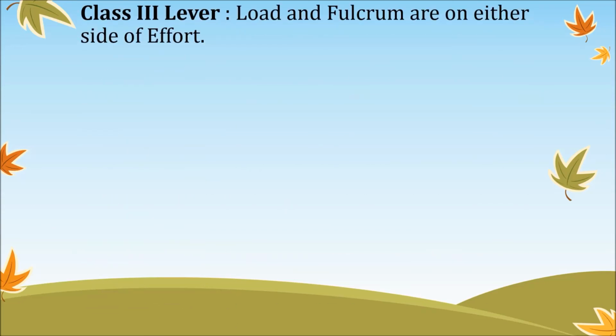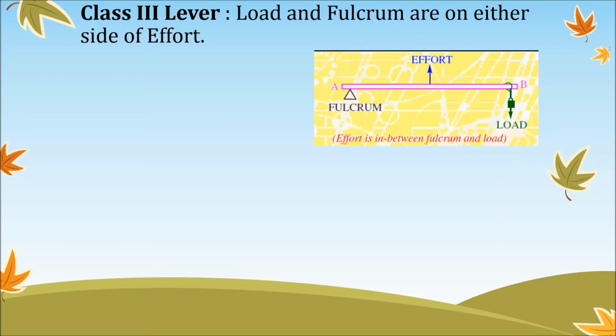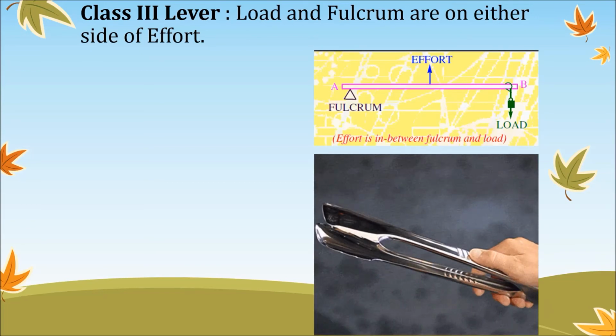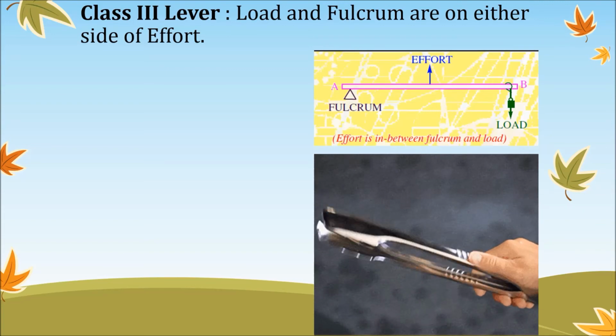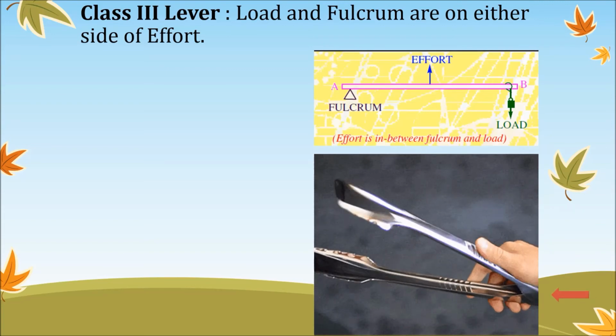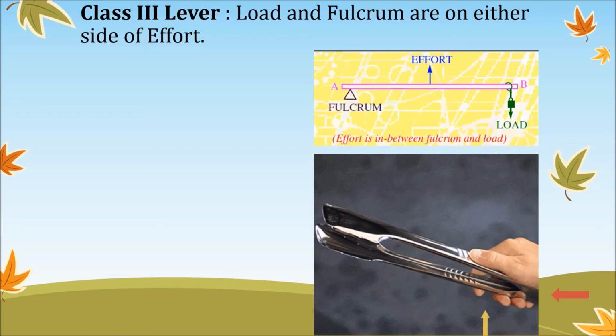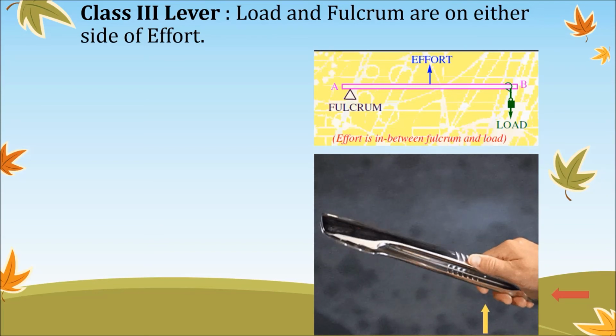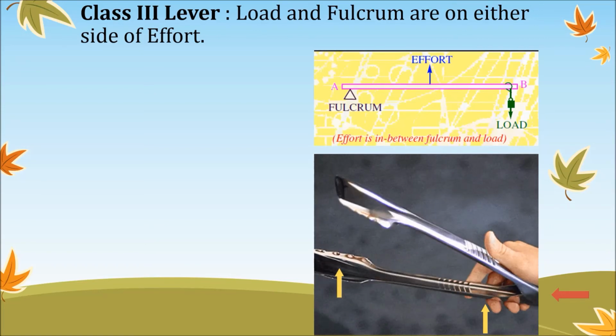Let's study about class 3 lever. In class 3 lever, load and fulcrum are on either side of effort. See the schematic diagram. Effort is in between fulcrum and load. Example for this class are tongs. Here is fulcrum. Here the effort is applied and load is carried here.